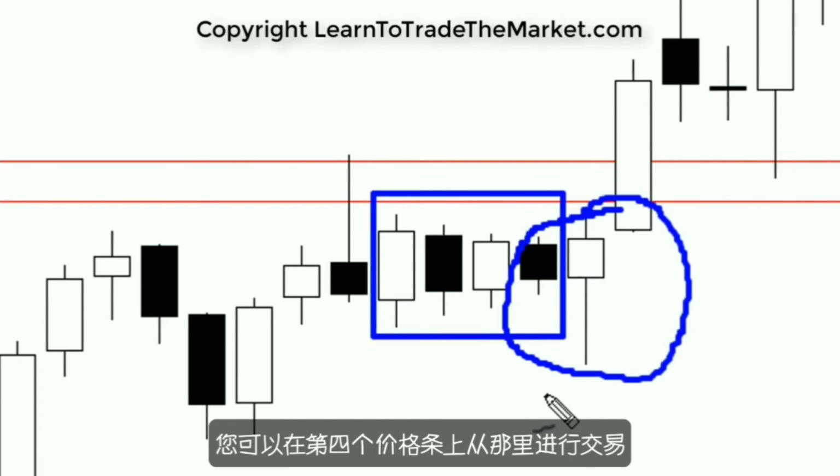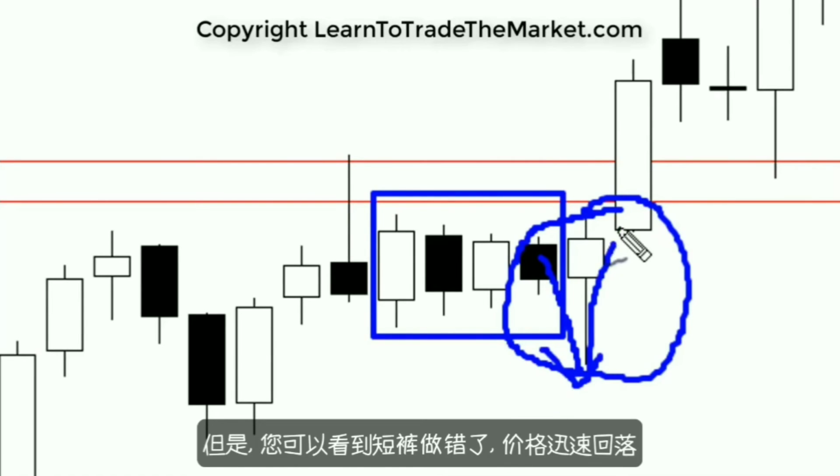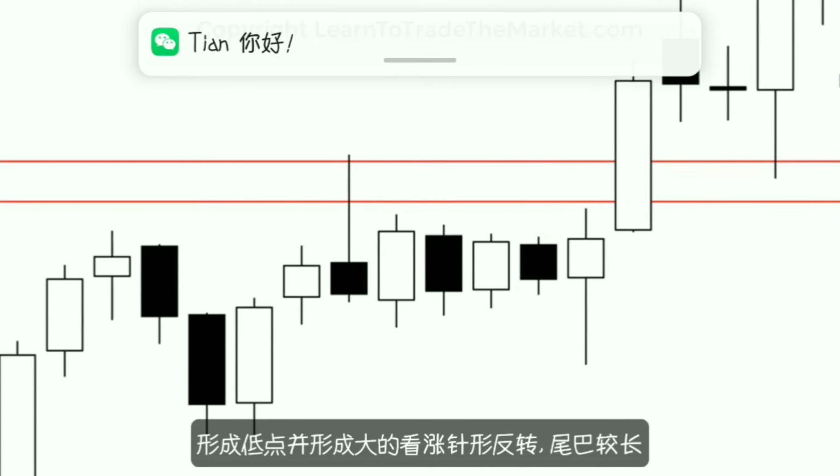On this 4th price bar, you can see prices did initially break out to the downside, and for some this would have been a nice short signal. However, as you can see, the shorts had it wrong, and prices quickly reversed off the lows and formed a large bullish pin bar reversal with a long tail.